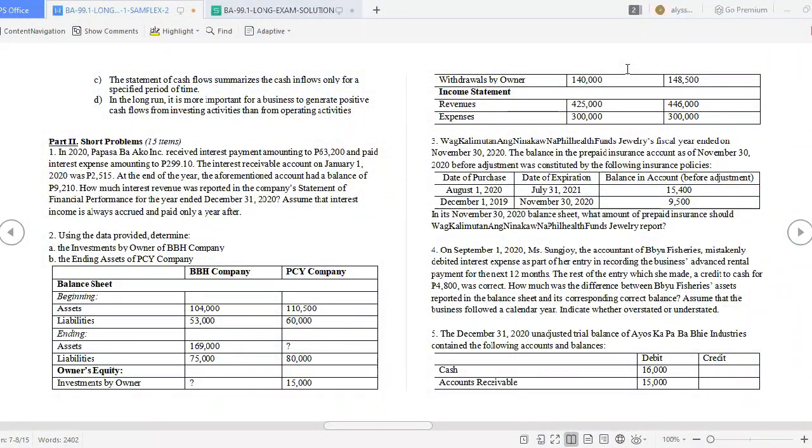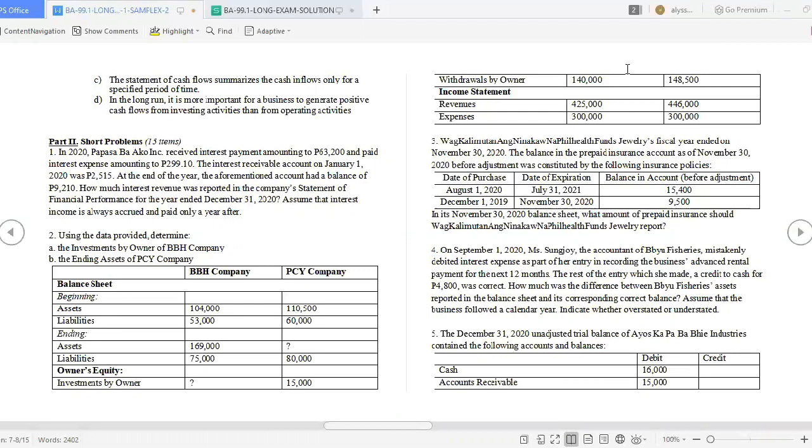So let's proceed to part 2, short problems. Number 1, in Papa Sabaco Incorporated, it received interest payment amounting to 63,200 and paid interest expense amounting to 299.10 pesos. So its interest receivable at the beginning of the year was 2,515, and at the end of the year, it had a balance of 9,210.